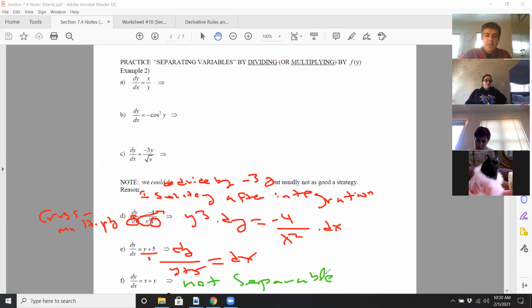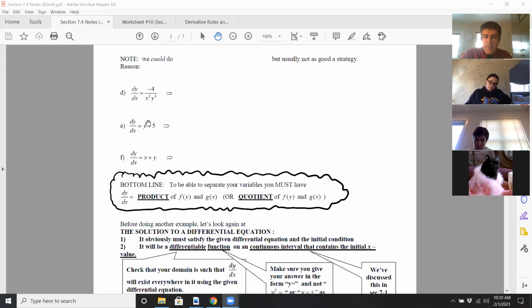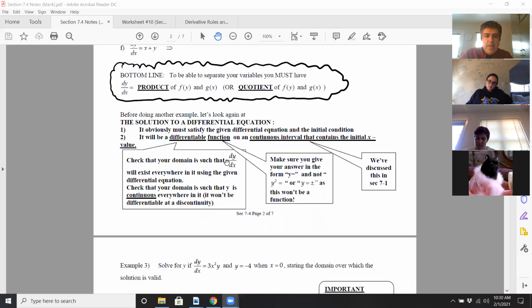The bottom line, as you see down below, to be able to separate variables, you must have dy dx equal a product of f of y and g of x, or a quotient of f of y and g of x. And if you just have y by itself, that's fine. Just move it over. Or if x by itself, then cool, move the dx over. Not a big deal.